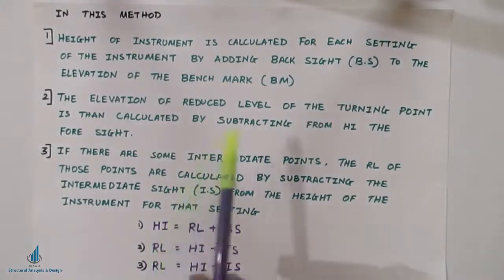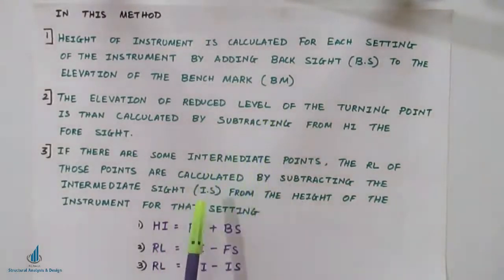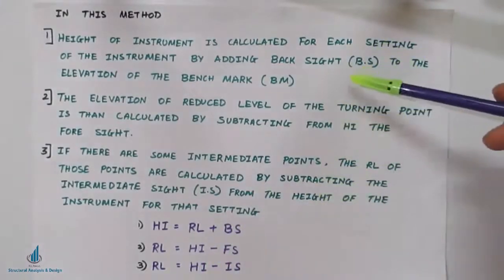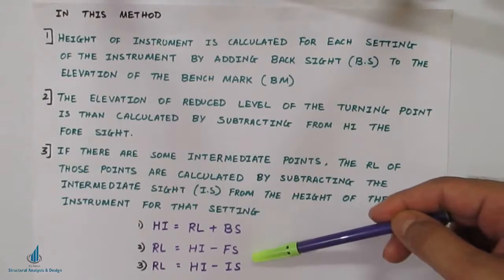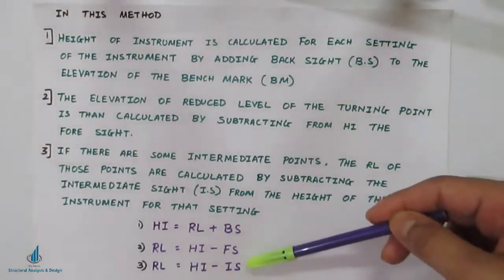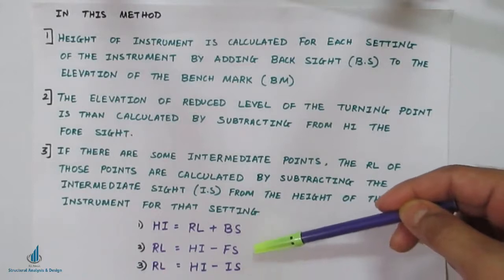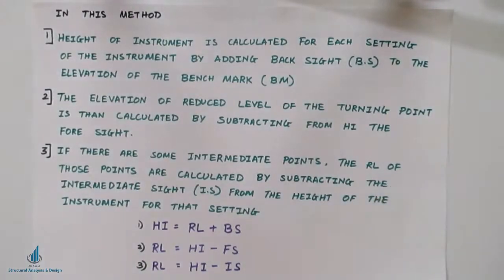These wordings are a little bit difficult to understand, so I have written them as formulas. If you want to find the HI, you do RL plus backsight. To find the reduced levels, you do height of instrument minus foresight. And if there are any intermediate sights in between, the formula becomes RL equals height of instrument minus IS. So these 3 points you have to remember. I have converted the same points into these formulas, and if you remember these 3 formulas, it is very simple to calculate the reduced levels of different points through the height of instrument method.